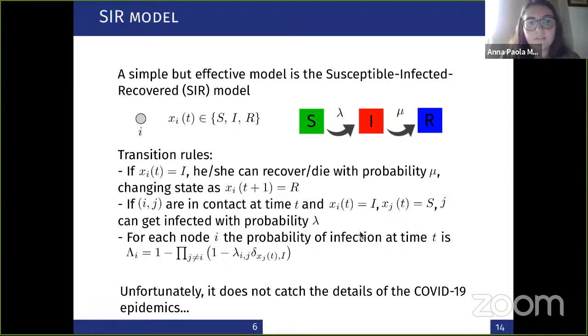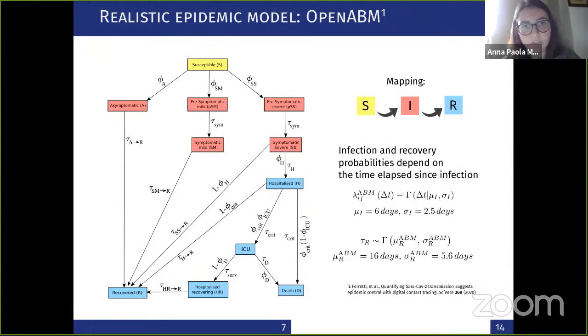So what we have done is to consider a more detailed model of the propagation, called OpenABM, which was published last year. This model is again irreversible, and instead of three states, it has 11 states. It's very specific: the rate at which you get a transition between each of the states, or the characteristic time tau, depends on the age of the individuals. All these rates are also time dependent, in the sense that these probabilities depend on the time elapsed since infection. And so how can we improve our very simple SIR model to catch some of the details of this more complicated model?